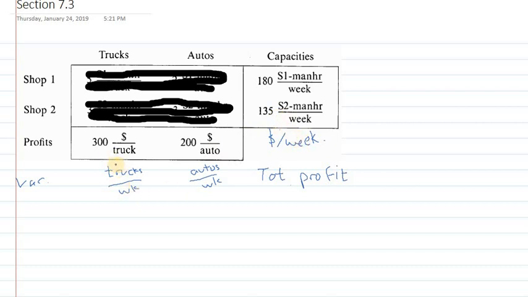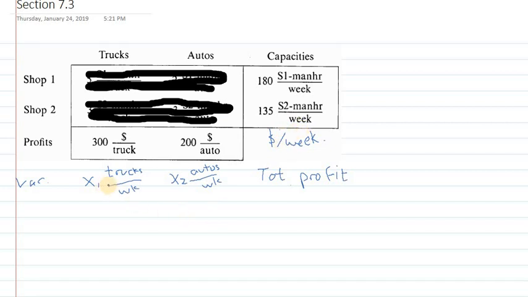So when I take this variable, which I could call x1, and then this variable, which I call x2, if I take x1 times 300, that's going to give me dollars per week due to manufacture of trucks. Same here. I have dollars per auto, and x2 is the autos per week. So if I multiply dollars per auto times autos per week, that's going to give me dollars per week. So I have dollars per week from trucks, dollars per week from autos, so that's the total dollars per week.